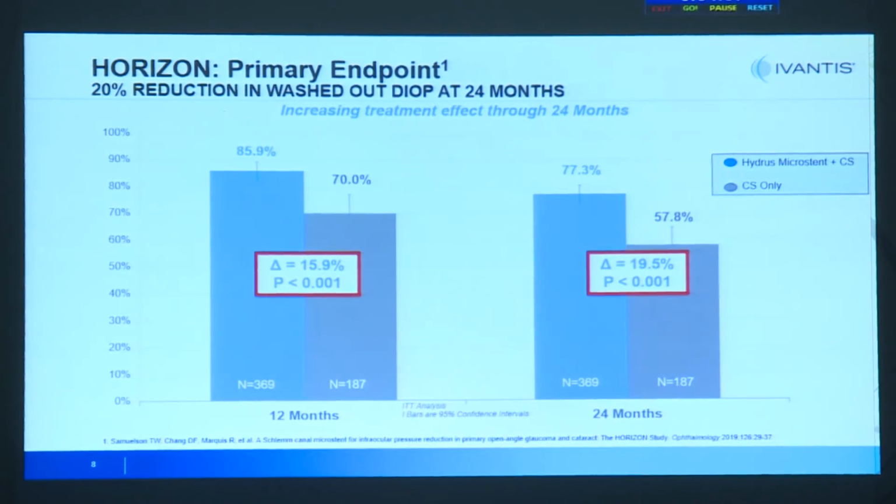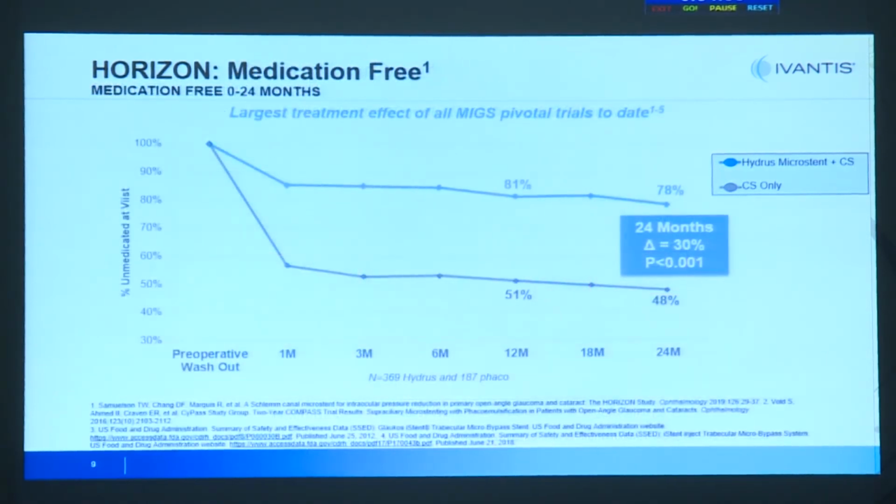The second endpoint was medication-free state, and we can see at the 2-year time point there was a 30% difference among those who underwent cataract surgery alone versus those who also had the Hydrus microstent. So there was a pretty good treatment effect that we can see with the Hydrus.